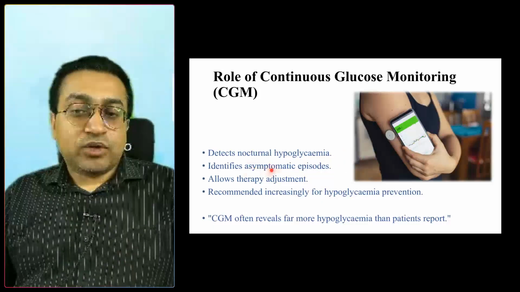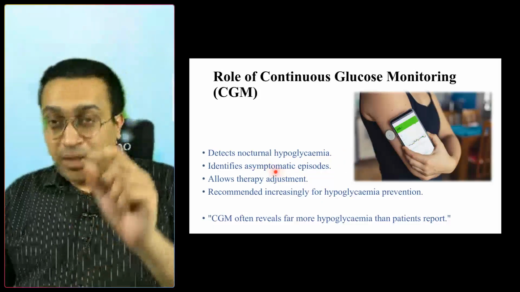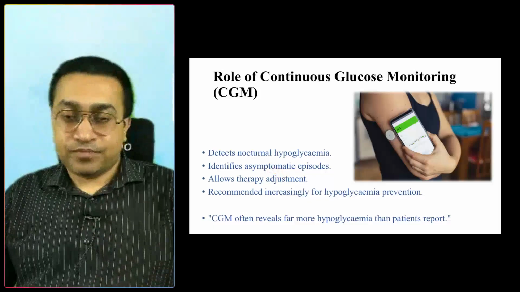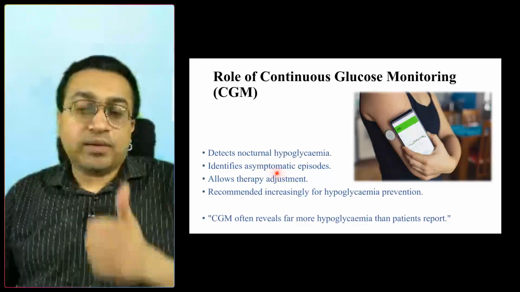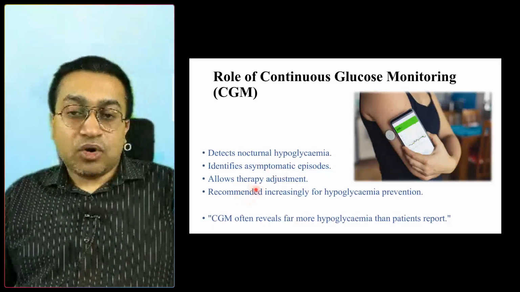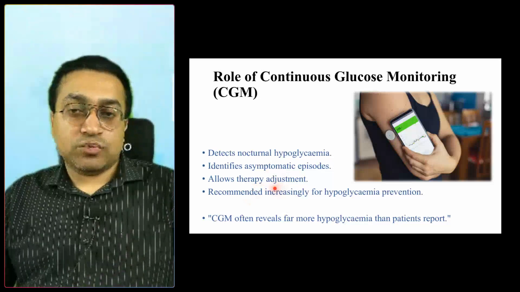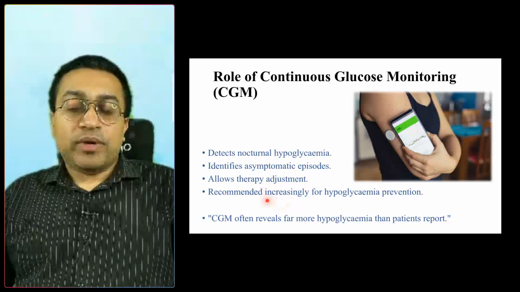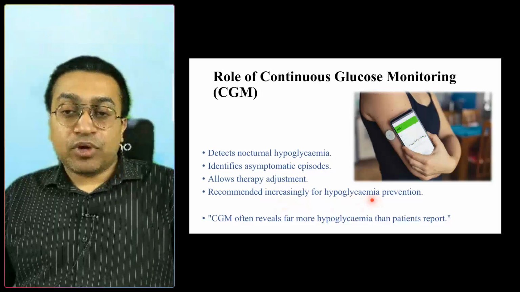Using that, you can ask the patient when there was a dip in the blood sugar level, and whether he was symptomatic or not. That will also give you a hint at pattern recognition and allow for therapy adjustment. So please make sure you adjust the therapy accordingly. Recommend increasingly for hypoglycemia prevention.